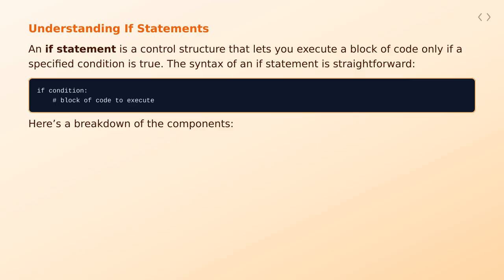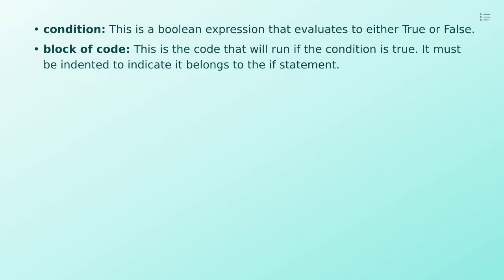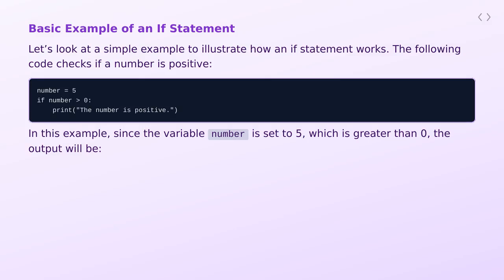Here's a breakdown of the components. First, condition. This is a Boolean expression that evaluates to either true or false. Finally, block of code. This is the code that will run if the condition is true. It must be indented to indicate it belongs to the if statement.